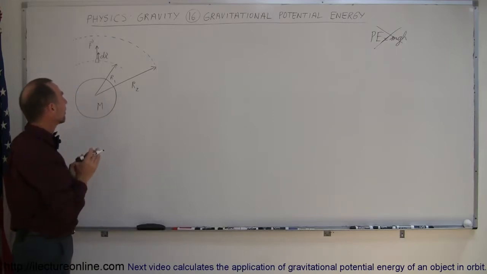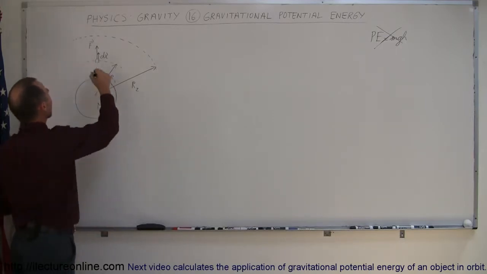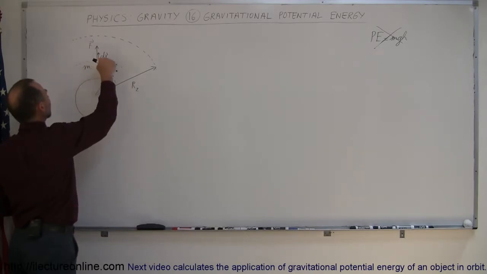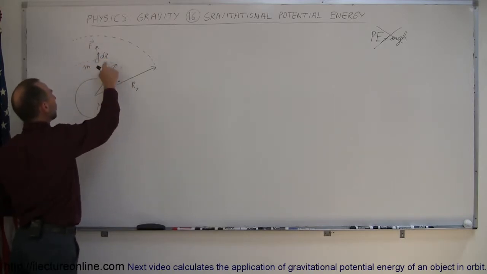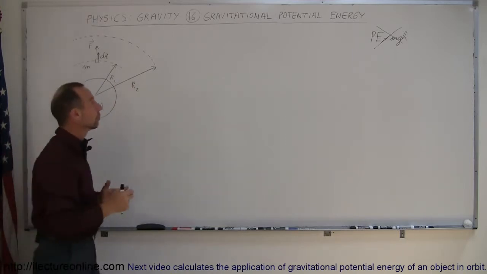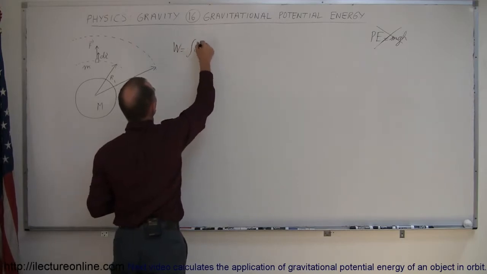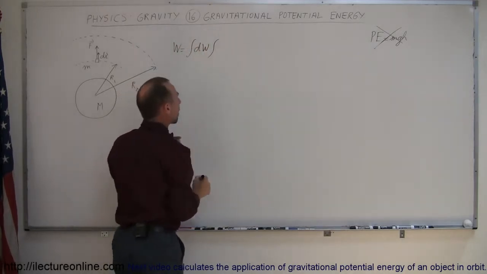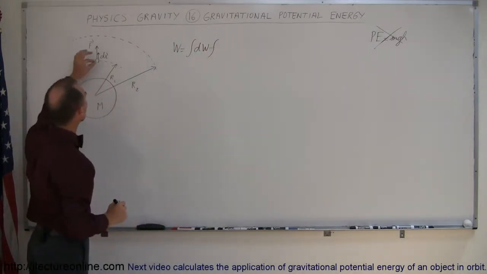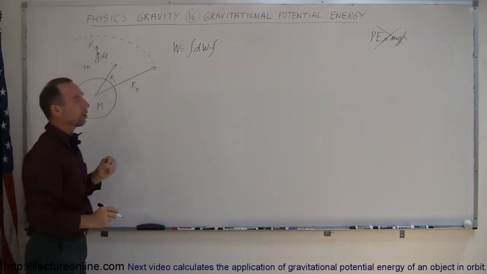So what we have to do instead is actually calculate the work done to get an object, let's say this object has mass m, move it from one orbit where the radius is r1 to another orbit where the radius is r2. So what is the work done to do that? The work done is going to be equal to the integral of all the little dW's, all the small amounts of work done by moving this mass incrementally through small little changes, small little dr's.